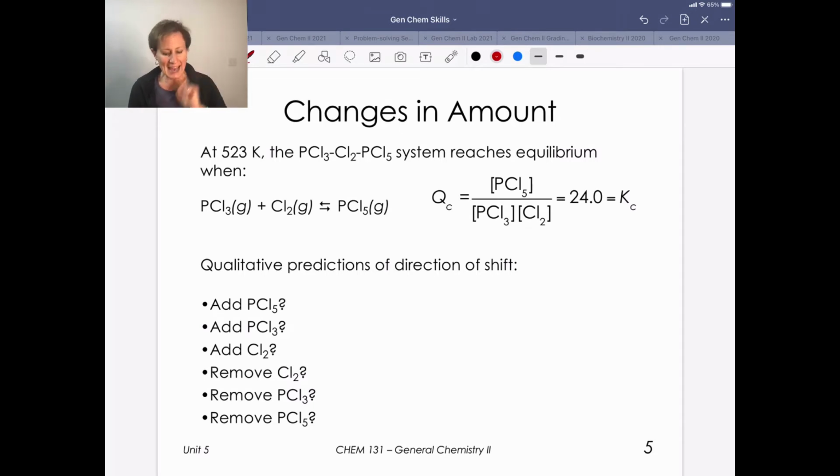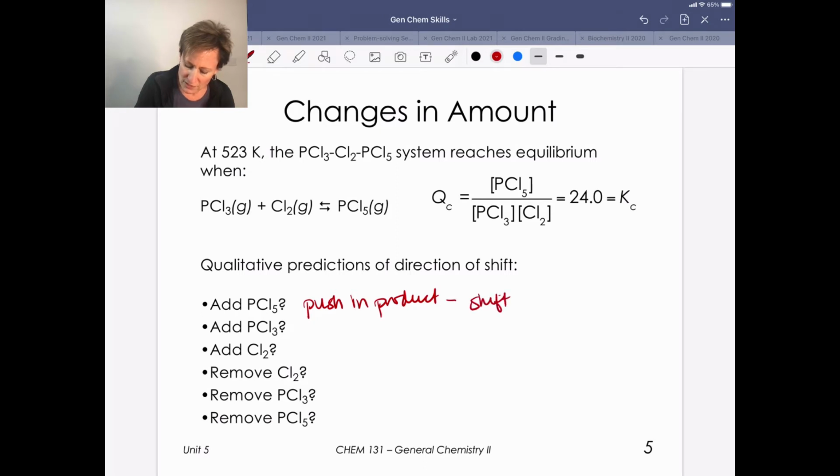All right, I'm going to add PCl5. This means I'm going to push in a product. So I'm pushing on the right side, so things are going to go to the left. This means my equilibrium is going to shift left. What about if I add PCl3? So this means I'm pushing in a reactant.